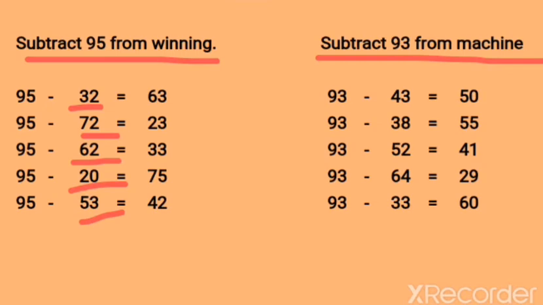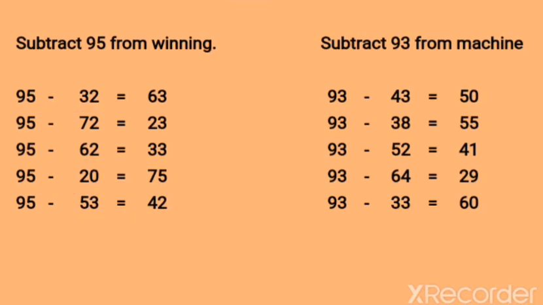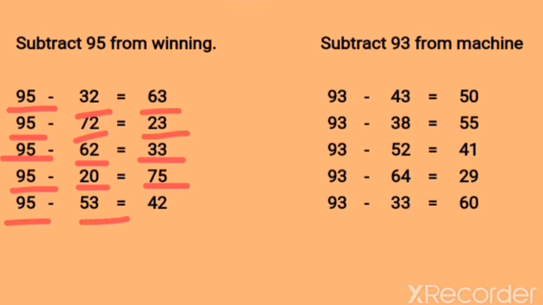If you subtract 95 from 32, you will get 63. If you subtract 95 from 72, you would get 23. If you subtract 95 from 62, you get 33. If you subtract 95 from 20, you get 75. If you subtract 95 from 53, you get 52.